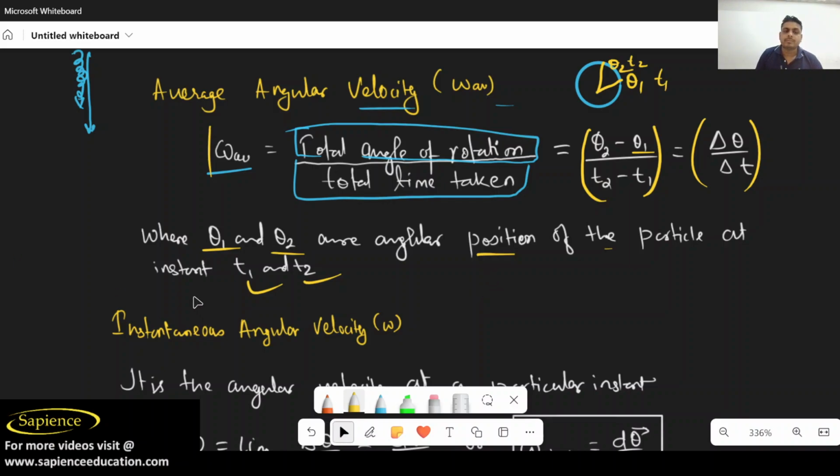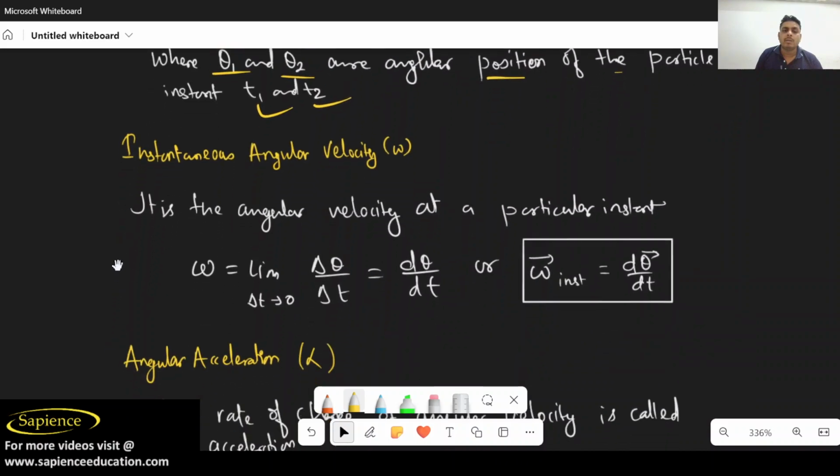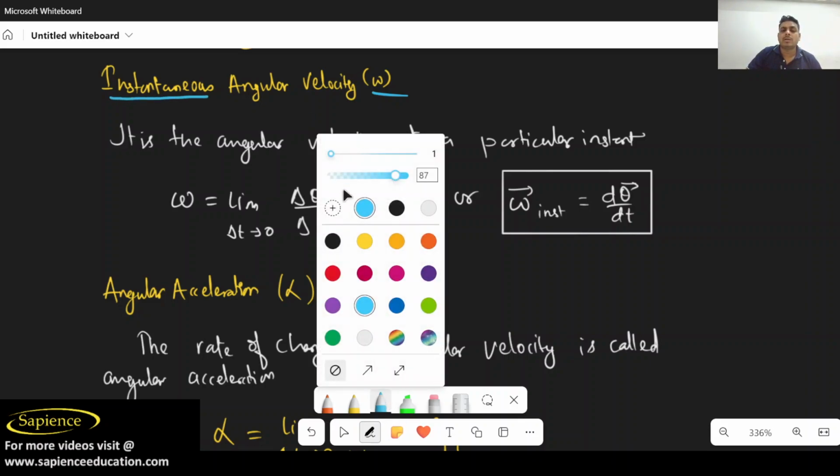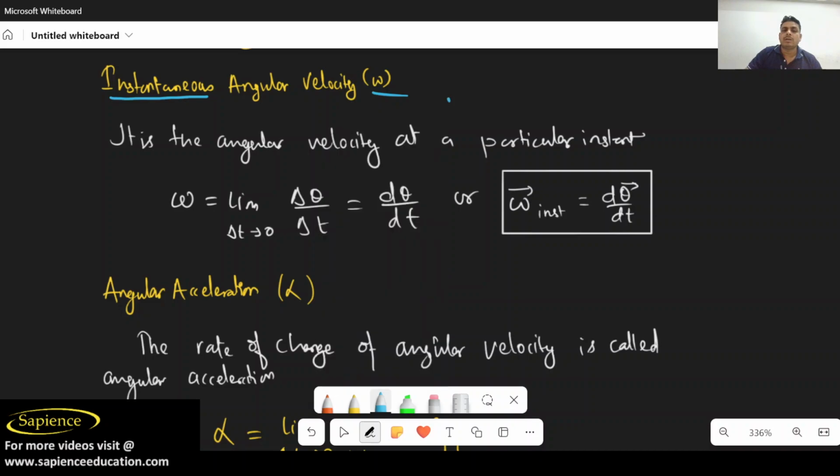Now I will talk about instantaneous angular velocity. What is instantaneous angular velocity? See, it is the angular velocity at a particular instant. The word instantaneous means a particular instant. We always talk about a particular instant, which means a very small time duration.